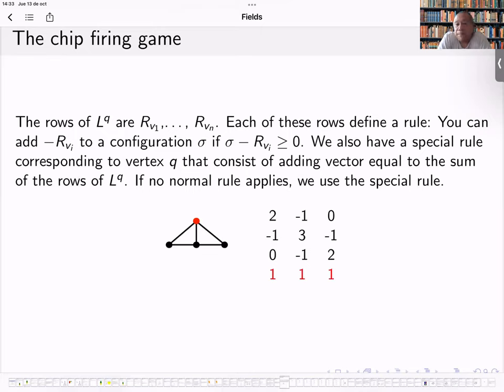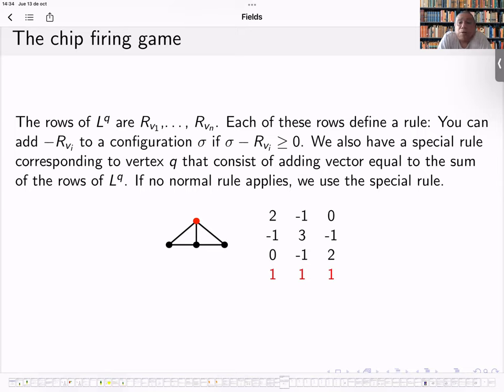So I'm going to define the game. I will consider the reduced Laplacian, and the rows of the reduced Laplacian will be Rv1 up to Rvn, one per vertex. Each of these rows will define a move. So you can subtract the row from a non-negative configuration sigma if the difference between sigma and the row of vi is non-negative. That will be the normal rule of the game. We also have a special rule related to the special vertex Q, which is adding a vector equal to the sum of the rows of LQ, or if you want, the row of the reduced Laplacian of the vertex Q, but without the entry of Q.